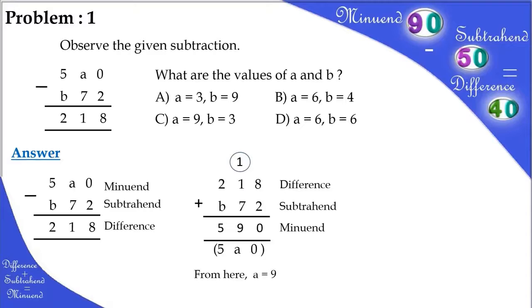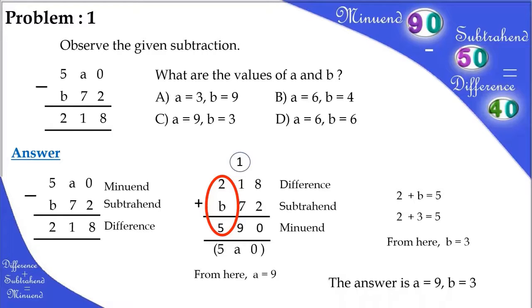In order to find B, we will take the hundreds column. 2 plus B is equal to 5. We know that 3 plus 2 is 5. From here we know that B is equal to 3. The answer is A is equal to 9 and B is equal to 3. The answer will be C.